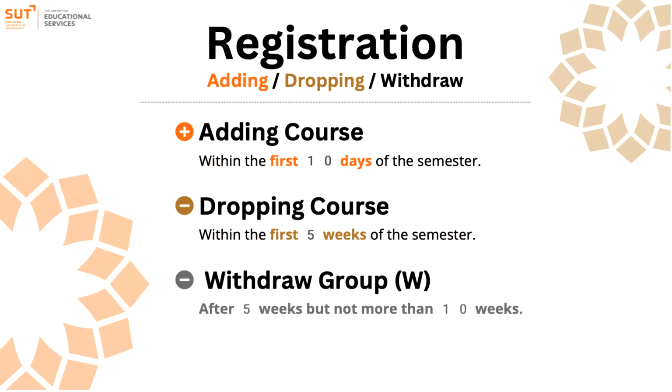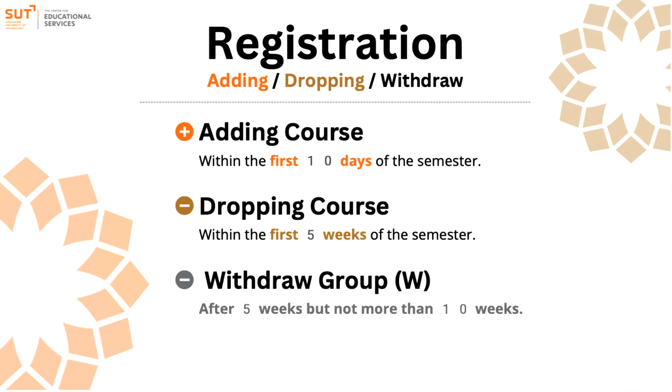Next, let's go over the core regulations for course adjustments after the initial registration period, specifically regarding adding, dropping, and withdrawing courses. There are 3 key deadlines to keep in mind. Adding course: if you need to add a new class to your schedule, you must do so within the first 10 days of the semester. Dropping course: if you wish to drop a course without it appearing on your transcript, it must be completed within the first 5 weeks of the semester.